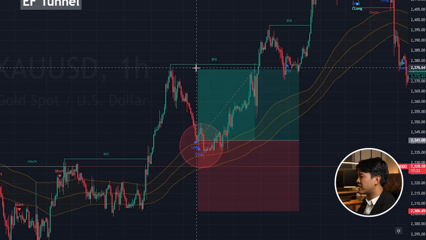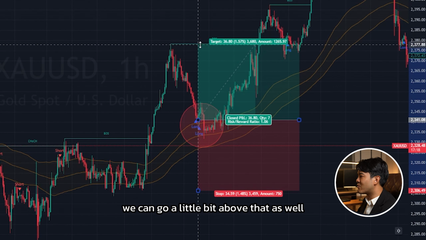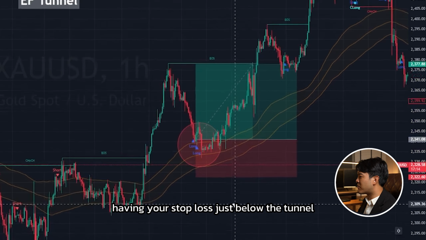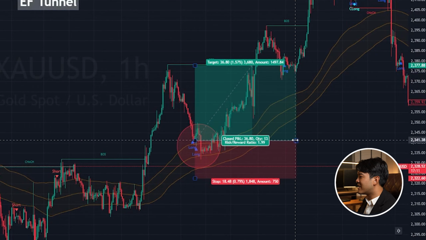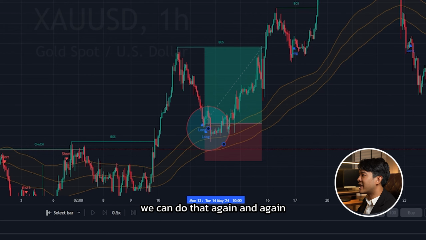Boom. Taking profit at this previous high. We can go a little bit above that as well. But if you want to play safe, have your stop loss just below the tunnel, and we're going to have our risk reward. We can do that again and again.